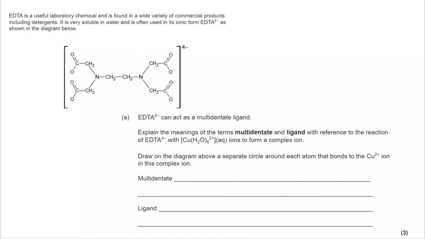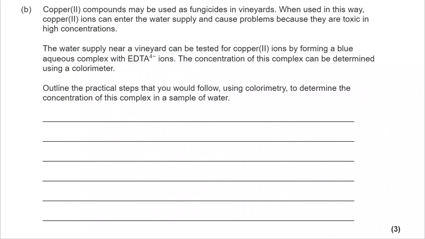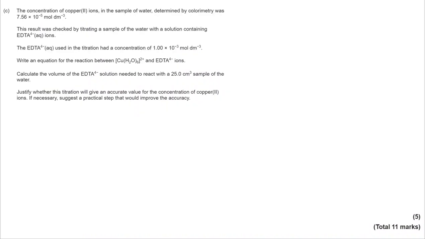This is an AQA A-level chemistry question, and it's on the topics of amount of substance, but also transition metals. So have a look at each section, try them as you go, and then pause and review your answers. Starting with part A, part B, and finally part C, and it's a total of 11 marks.